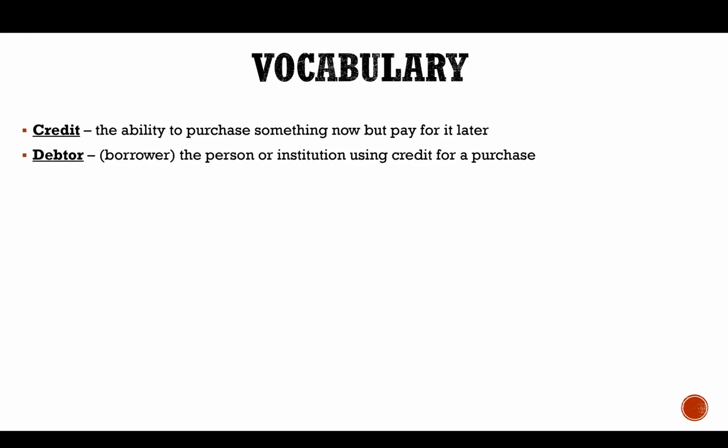Now, the debtor. The debtor, also known as the borrower, is the person, or it could be an institution like a business or even a bank, using credit for a purchase. Whoever is buying something now and going to pay for it later has gone into debt, so they become a debtor. They're borrowing the money, so they become a borrower.